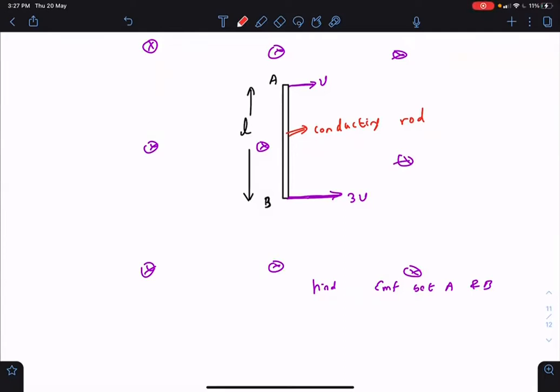So one small doubt, sir. Yeah, tell me. For a rod undergoing pure rotation about its center, there will be zero induced EMF between the two ends, sir. Yes. Then I'm getting 2 BVL. Okay. There are many ways to do this question.